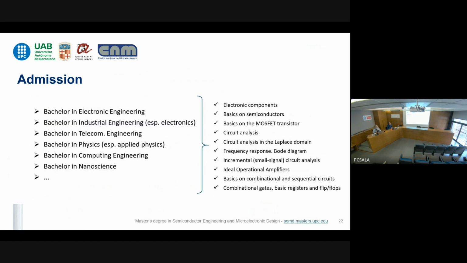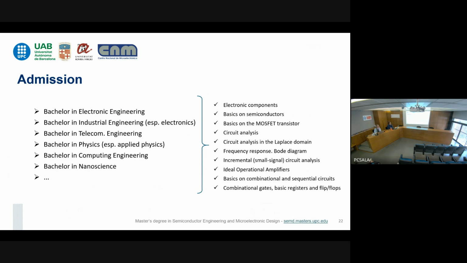The expected profile is a Bachelor of Electronic Engineering or other related bachelors with some contents of electronics. Industrial engineering, telecom engineering, physics, physics engineering, also computer science and nanoscience. But it is important that you have taken some fundamentals of electronics. At the end, if this is a master of microelectronics, it is supposed that you already know about electronics. It doesn't make sense to start this master's degree if, I don't know, your bachelor is biomedics.